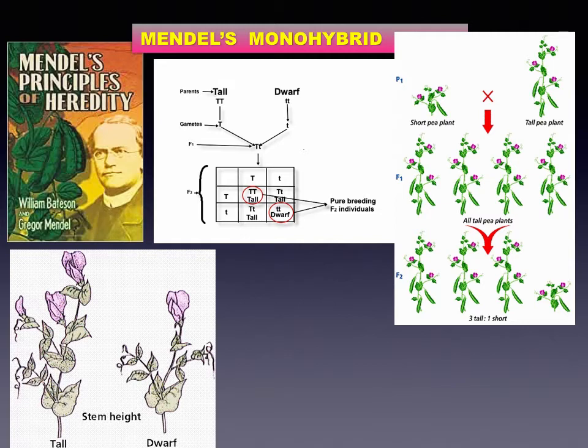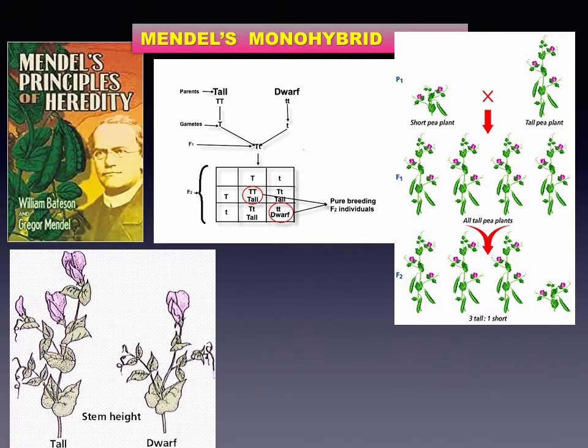Today we refer to these factors as genes. Dominant genes are denoted by capital letters, whereas recessive genes are denoted by small letters, as you can see in the Punnett square. As genes are present in pairs, tall plants are denoted by capital T and dwarf plants are denoted by paired small t. During gametogenesis, these genes separate from each other, giving two types of gametes, one containing the factor for tall and the other containing the factor for dwarf.